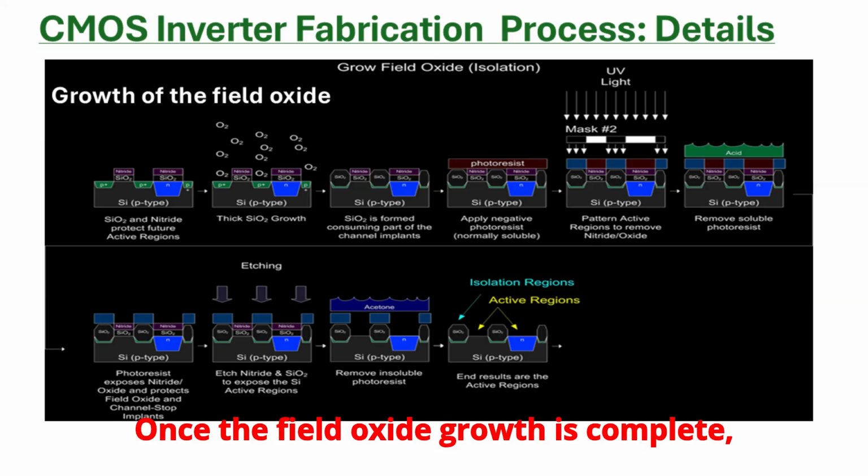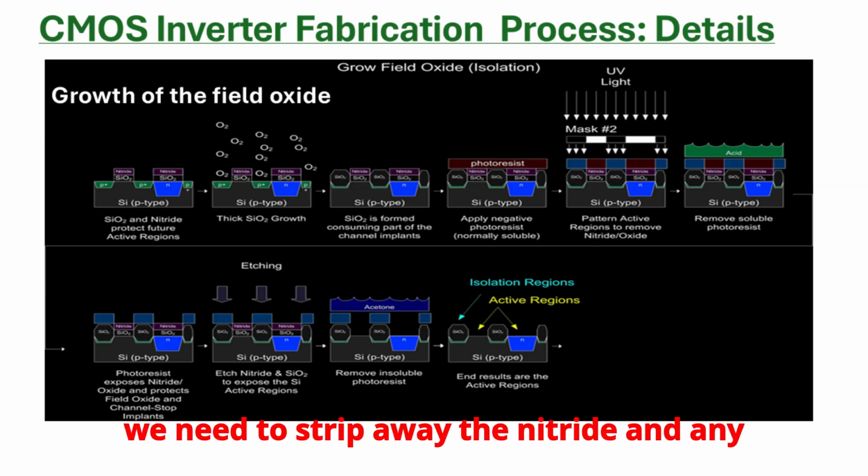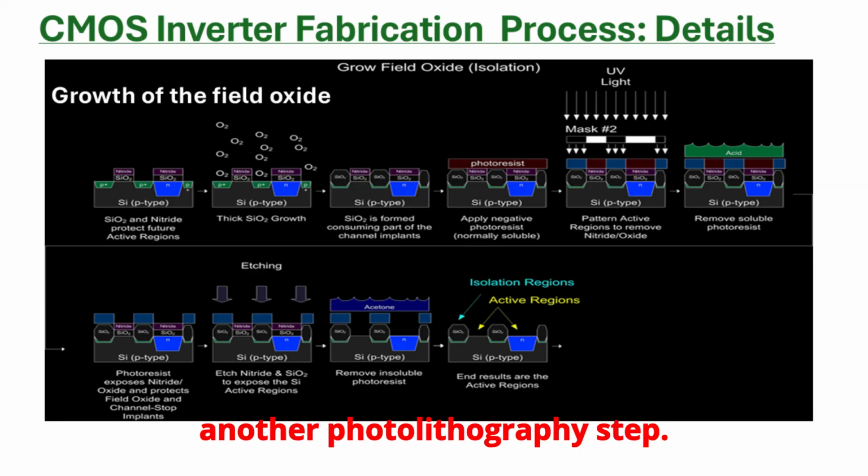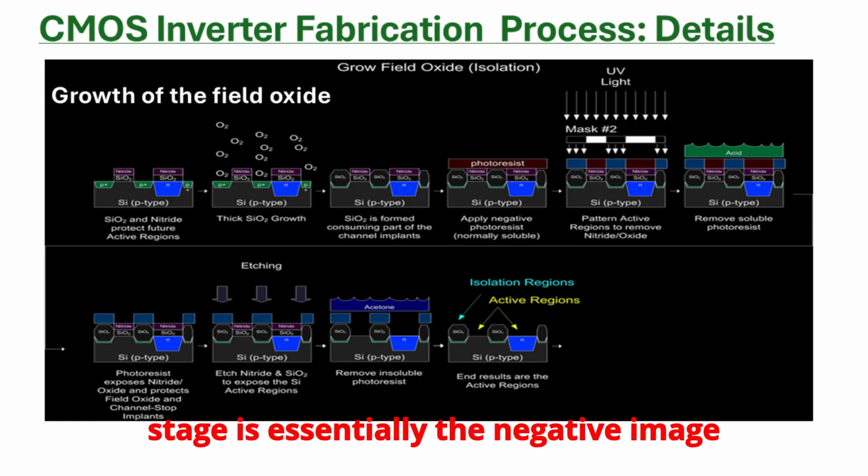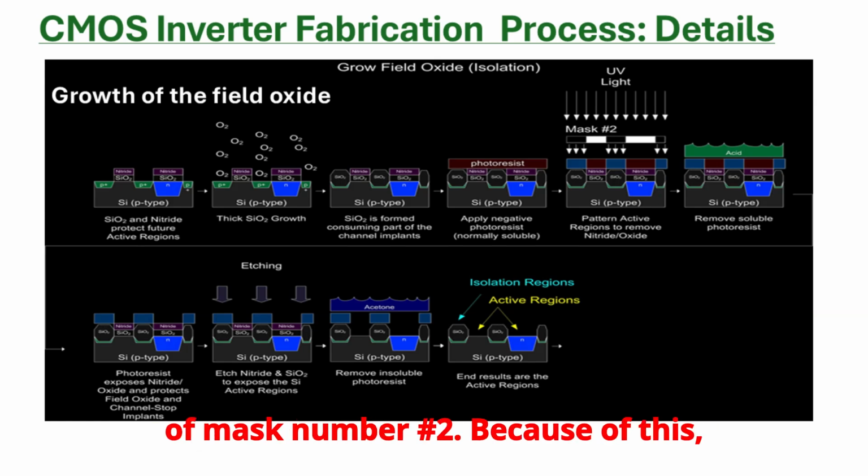Once the field oxide growth is complete, we need to strip away the nitride and any residual oxide layers. This requires another photolithography step. Interestingly, the mask used at this stage is essentially the negative image of mask number 2. Because of this, we can take advantage of negative photoresist and reuse mask number 2, which helps in saving an additional reticle. And in semiconductor manufacturing, saving masks translates into reducing cost.